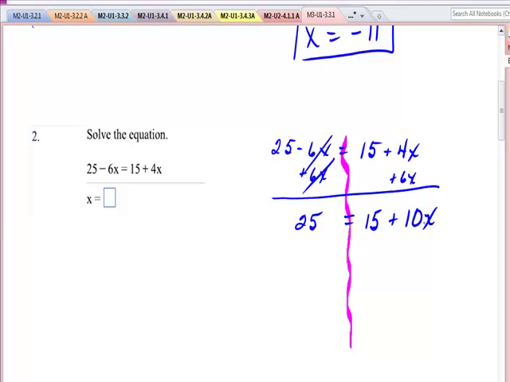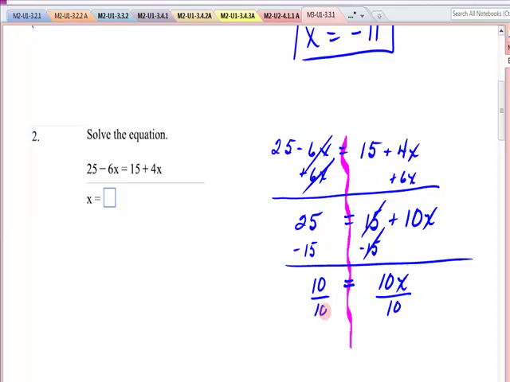Now my decisions are based on what's going on with the side with the variable. Is there a constant? Yes. 15 is a constant. I will do the opposite, which is subtract 15. That gives me 10 is equal to, those are opposites, 10x. And finally, that's the coefficient. It's multiplied times the variable, so I will divide by 10. 1 is equal to x, same as x is equal to 1.